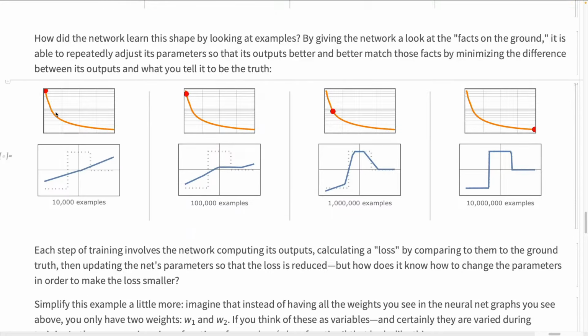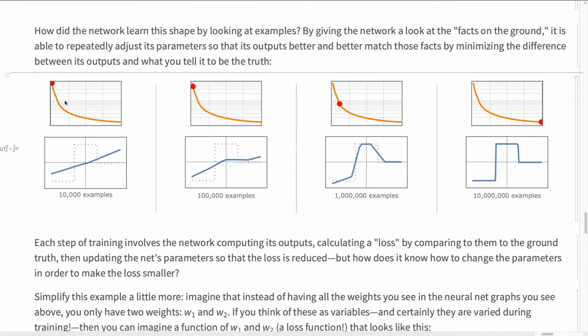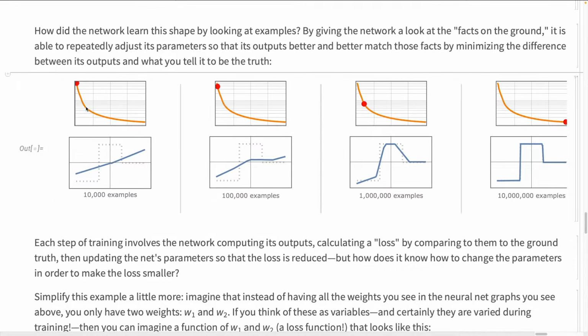And so as you give it more and more and more examples, the error that it experiences between what it has and what it wants gets smaller and smaller and smaller. And it tends to follow this sort of curve.